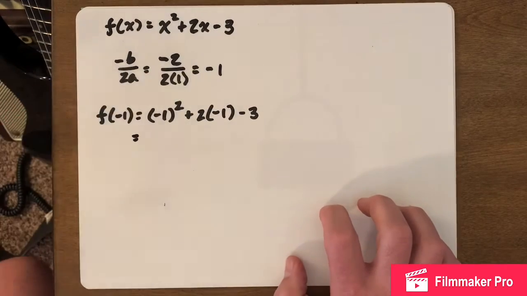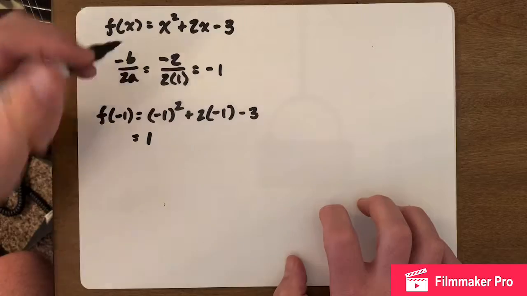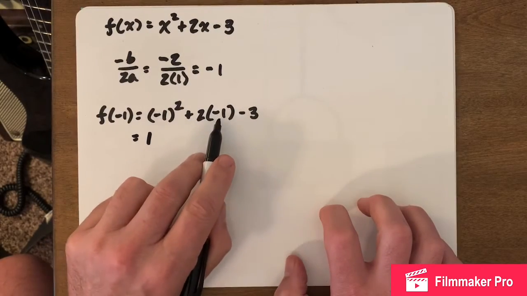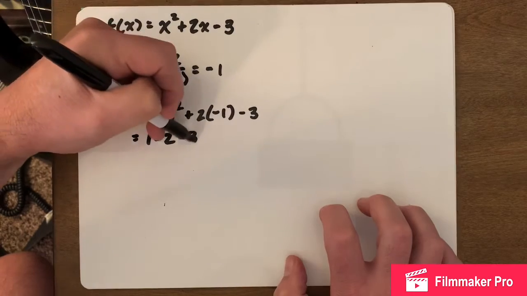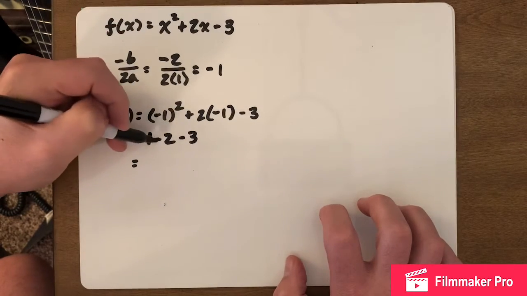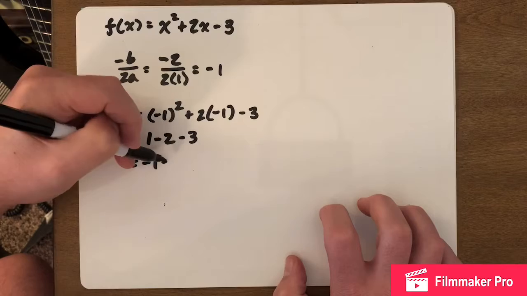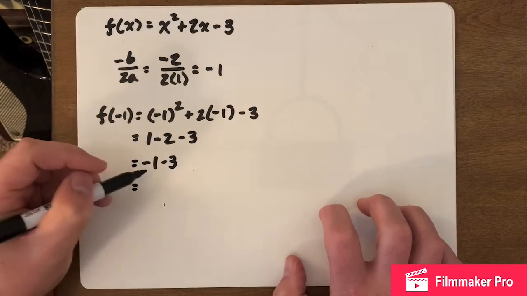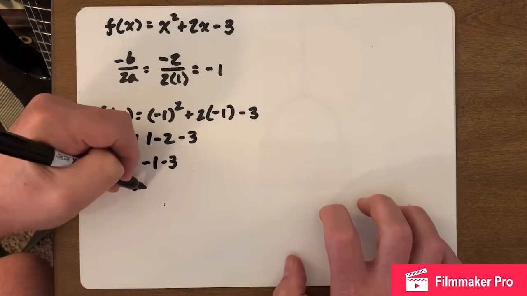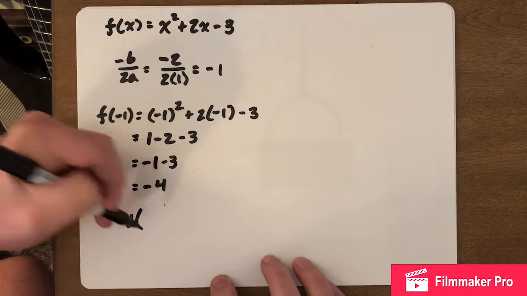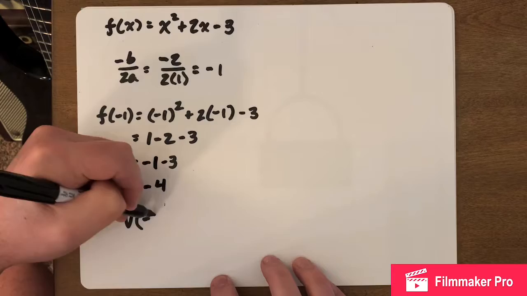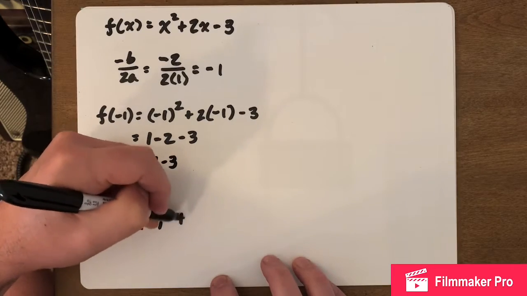Negative 1 squared is really just positive 1. A positive 2 and a negative 1, when you multiply them, will give you negative 2 minus 3. 1 minus 2 is negative 1 minus 3. And negative 1 minus 3 is actually going to be a negative 4. So we have found our vertex, and our vertex is going to be at negative 1 comma negative 4.